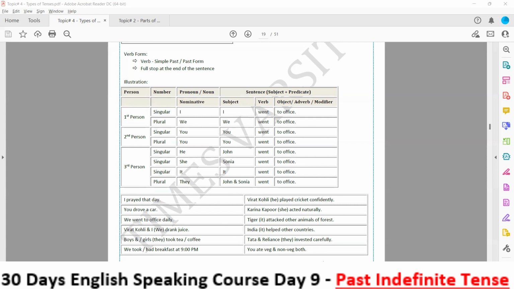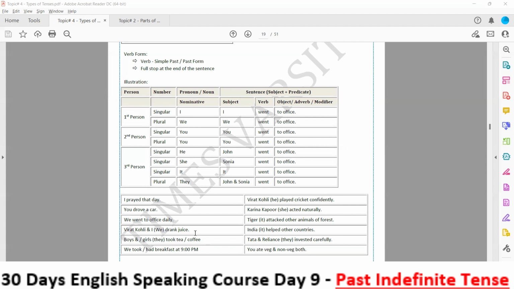I think there is a network issue from your side, so voice is not clear. हम ऑफिस. So we went to office daily. हम ऑफिस दिल्ली जाते थे, रोज जाते थे. So हम ऑफिस डेली गए या हम ऑफिस डेली गए थे. All right. So right, next.